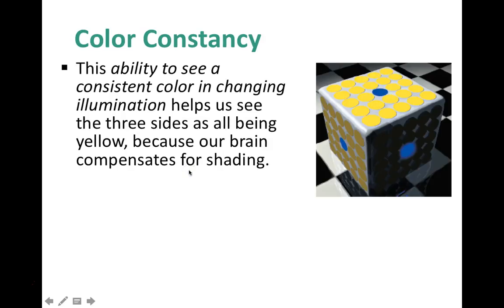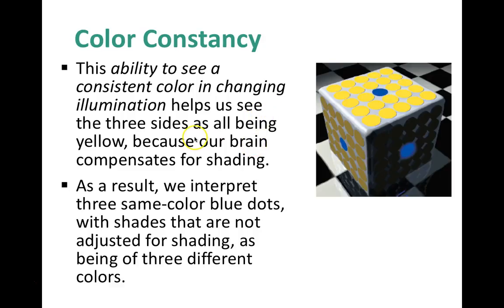So color constancy. The ability to see a consistent color in changing illumination helps us see the three sides of this object as all being yellow because our brain compensates for the shading. So we know that's yellow, just like this is. We compensate because we know about shading, and the brain knows that and it automatically does this for us.